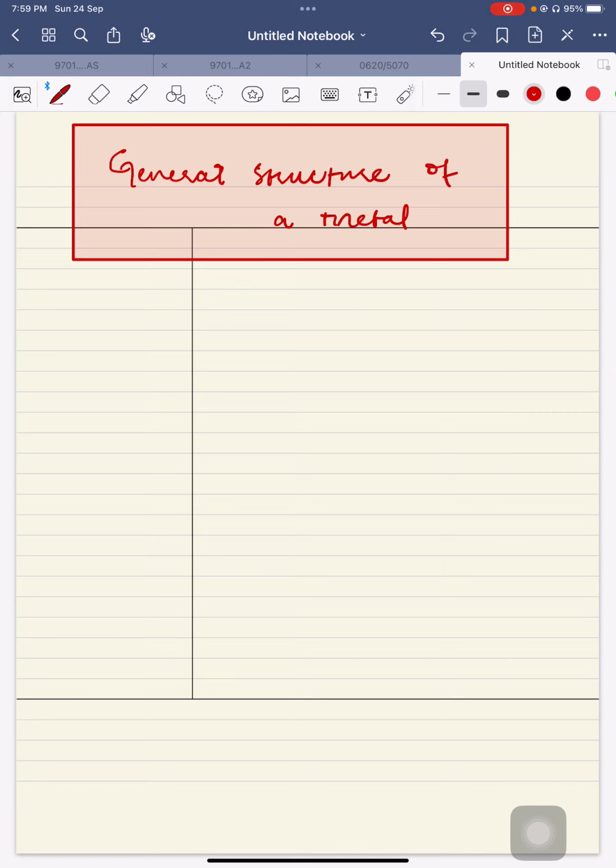The examiner is asking you to draw the structure of gold. You will draw this. The examiner is asking you to draw the structure of sodium. You will draw this. So this is the structure of all the metals of the periodic table. Okay, what is that structure? First of all, you are going to make a small box, not very small, not very huge. And in this box, you are going to make the positively charged nuclei.